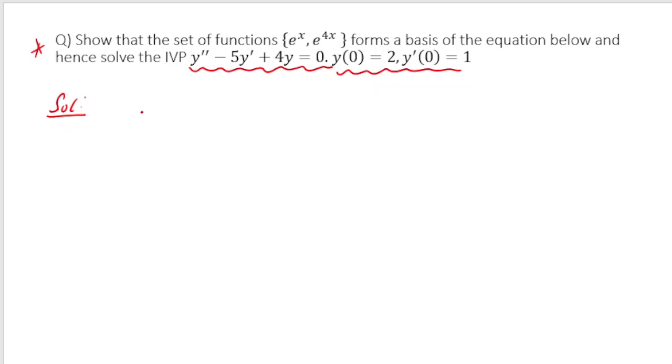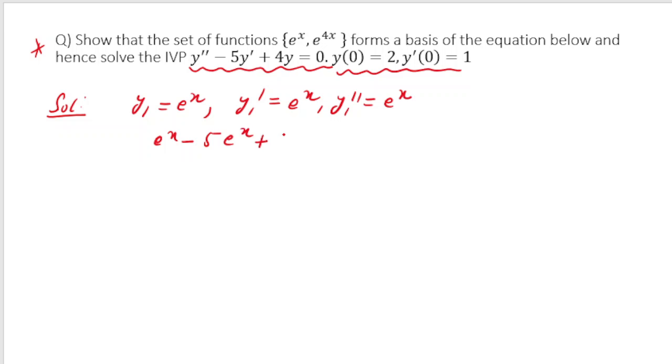So first of all, here there are two functions, and I am calling the first function e to the power x as y1. So I have to show that y1 will satisfy this differential equation. So first of all, to check it, we have to find the derivative of y1. So I will find y1 dash. So derivative of e to the power x is e to the power x, and I also have to find y1 double dash. So y1 double dash is also e to the power x. So if I put it in this equation, I will get what? I will get y1 double dash, so it is e to the power x, minus 5y dash. So 5y1 dash will be 5 e to the power x, and plus 4y, so 4y1 is also 4 e to the power x.